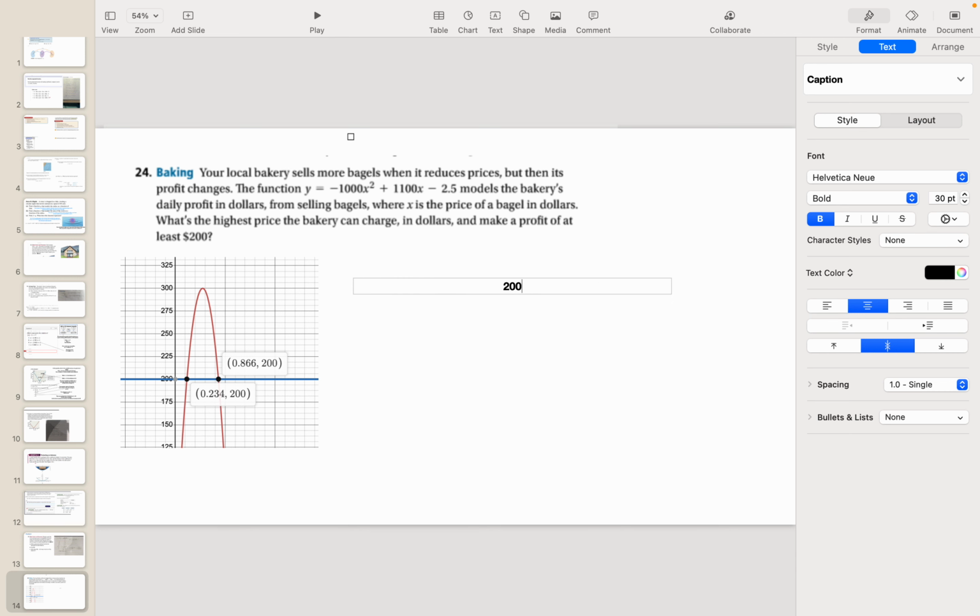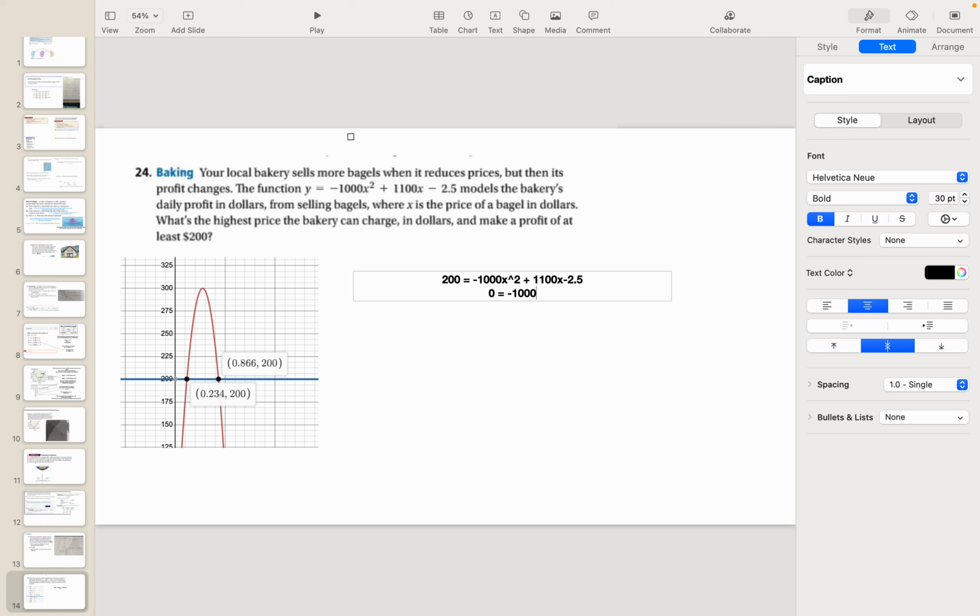Well, 200 is my y value, right? I'm taking this y value and putting 200 in there because I want to know when this 200 happens. So 200 equals negative 1,000 x squared plus 1,100 x minus 2.5. Now, we've been working on all these methods of solving quadratics, but we have to have 0 over here. So if I want y to be 0, I'm going to have to subtract 200 from both sides.